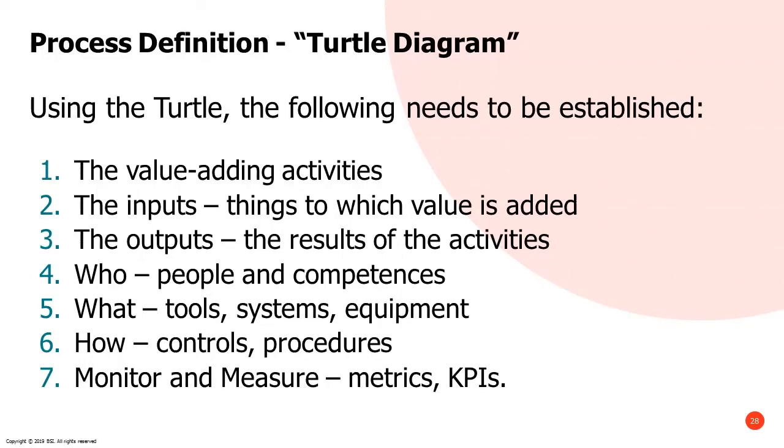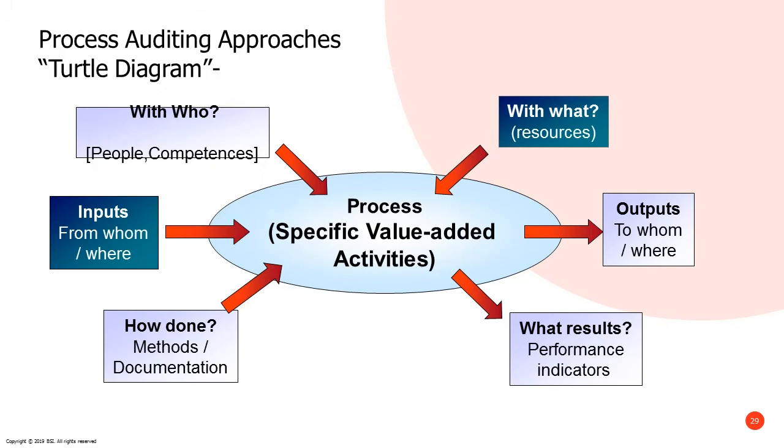So let's look on to cover the value-adding activities, the inputs, the outputs, the who, the what, the how, and the monitoring. So let's look through that. So this is what a turtle diagram looks like. And it's called a turtle because from above it looks like a turtle. So if the outputs are the head, the inputs are the tail, the other four are the feet, in the middle is the body. There you go. Now you know why it's called a turtle.